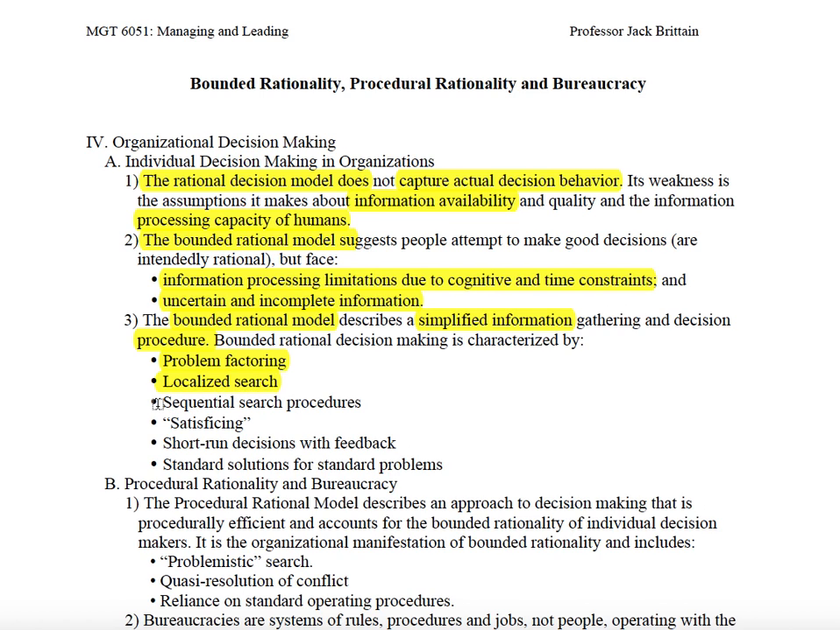The other thing we talked about is one of the simplifications that people use is they look at one potential solution at a time, and in conjunction with that, they satisfice. So they try and find a satisfactory solution, not an optimal solution. And in the best of circumstances, that can be a short-run solution where they can get feedback on the choice and possibly change their mind. So it's a way of avoiding commitment being locked in.